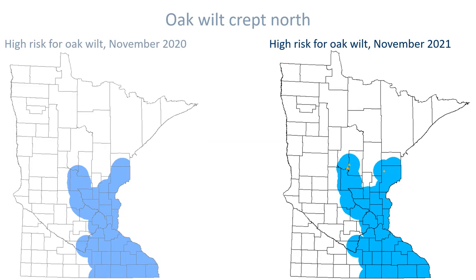Morrison County SW Soil and Water Conservation District has a big grant from LCCMR to fund oak wilt control on private property in Morrison County and north. So there's a lot of control going on here. There's a lot of control going on in Pine County from about the northern two-thirds of Pine County northwards through different means.